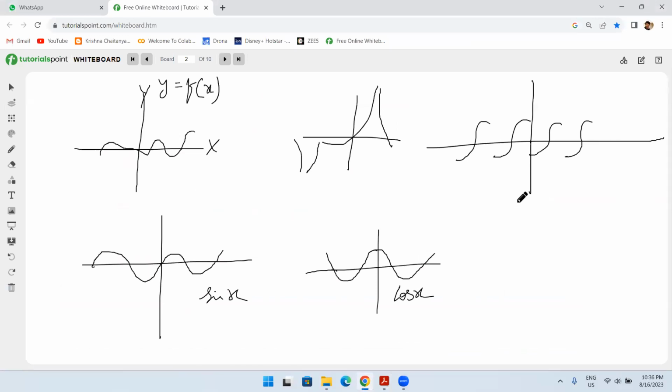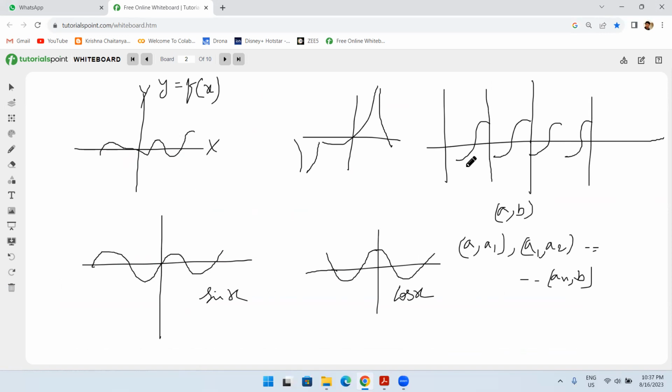Here, in this case, the complete interval AB can be divided into subparts: A to A1, A1 to A2, and so on, up to An to B. So from here to here, I divide the interval into parts. In this part, the curve is continuous. From this point to this point, the curve is continuous, and again from this point to this point. So the entire interval is divided into subintervals, and in each subinterval it is continuous.